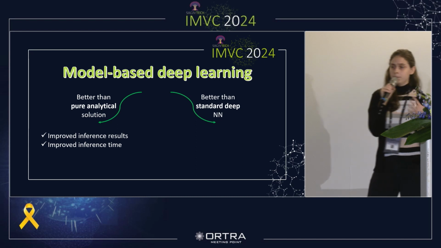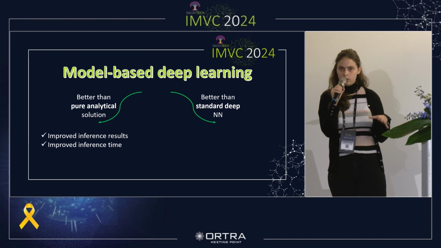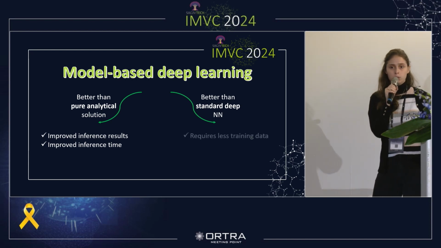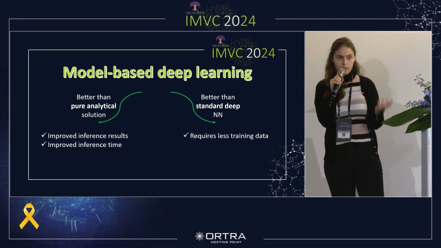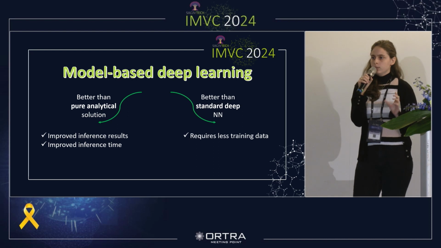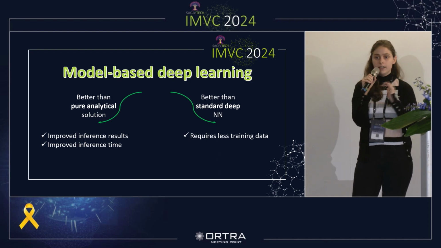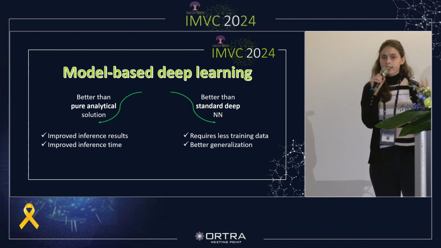In addition, model-based deep learning schemes are known in the literature to be better than a standard neural network, as they need to learn only the really unknown part of the problem that we want to solve. The network doesn't need to learn everything from scratch. This leads to better generalization and requires less data.